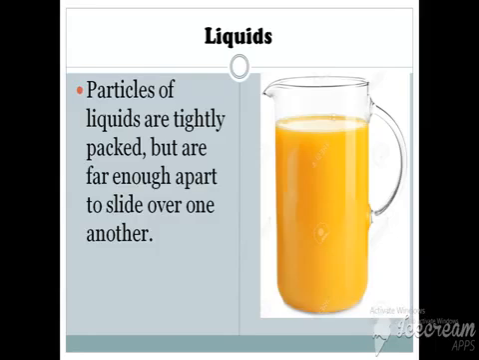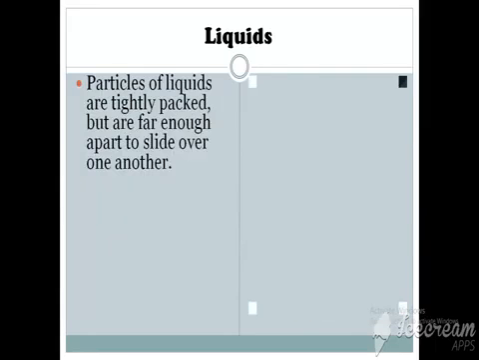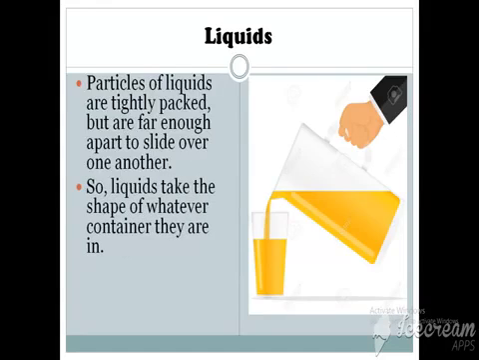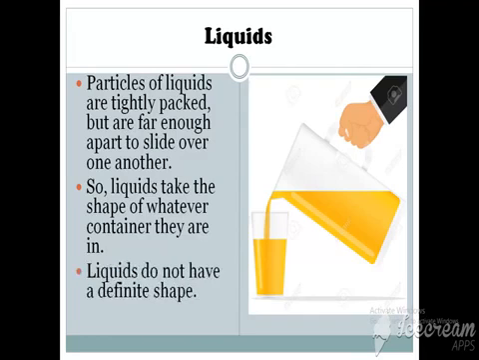Now what about if we transfer it into a glass? Now tell me, what is the shape of the orange juice inside a glass? Very good. It is the same as the shape of the glass, right? Okay, therefore, liquids take the shape of whatever container they are in. They do not have a definite shape.